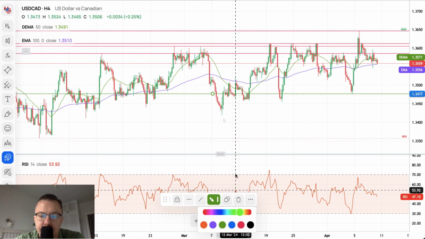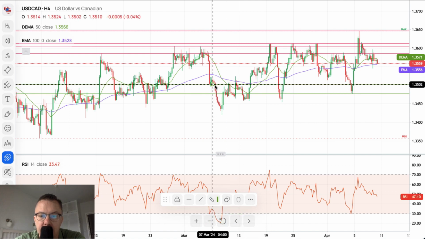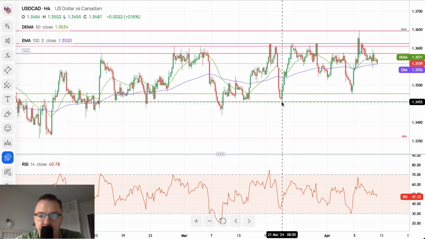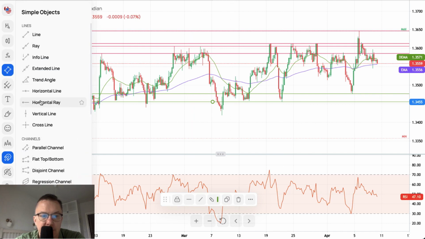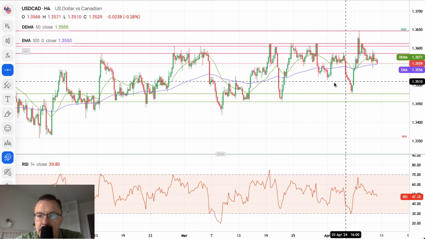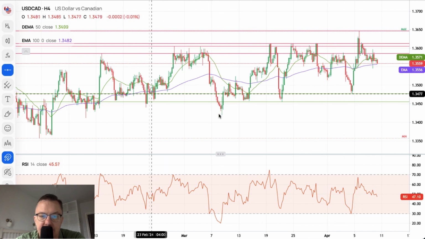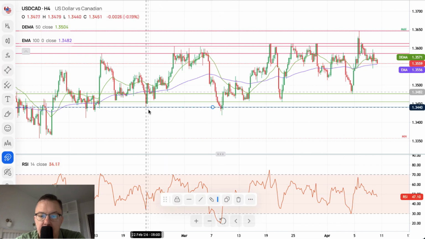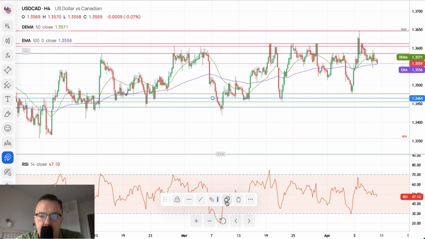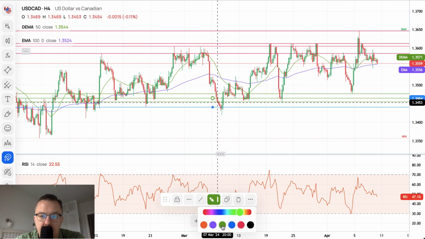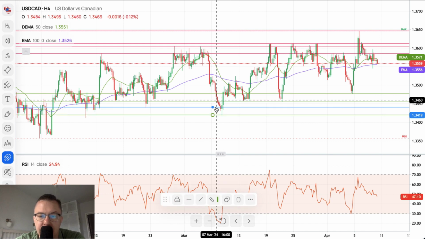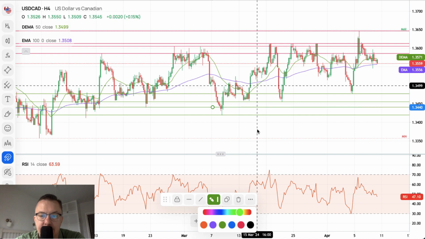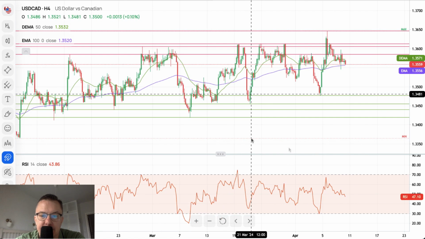1.3477, 1.3455, and one more. Let me just place one more line here. This one seems to be a little bit more often respected. There you go. This one is 1.3419 and 1.3440. So those are the levels here which will act as the technical support.